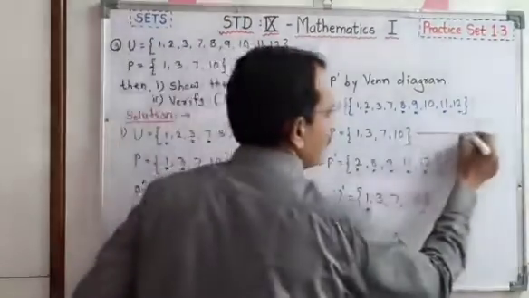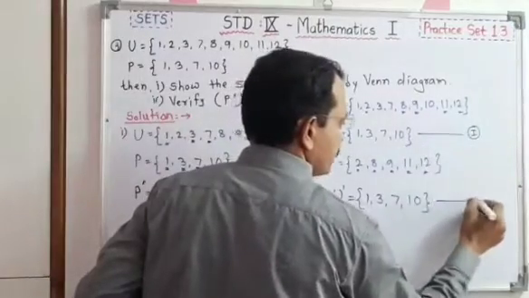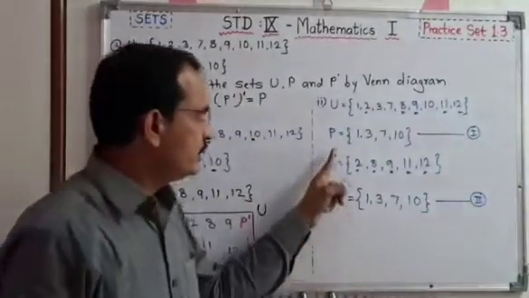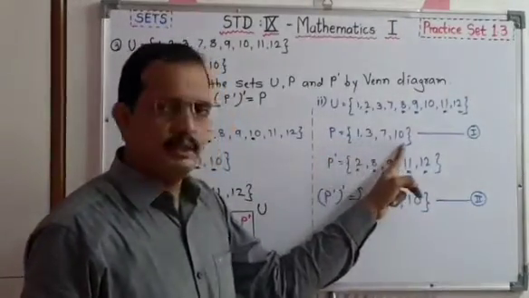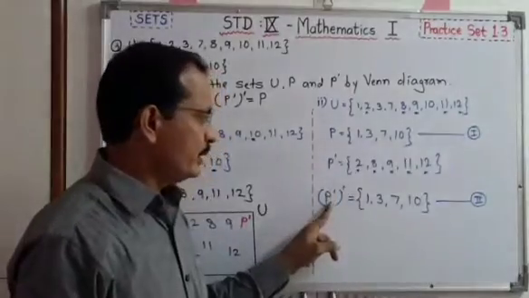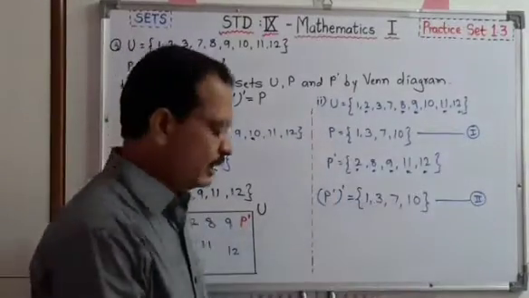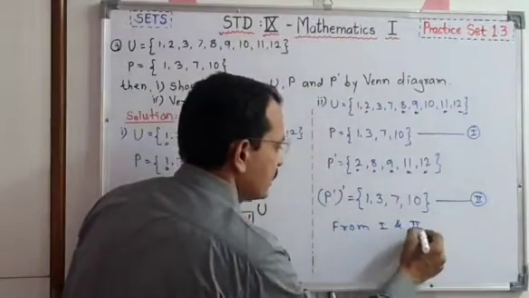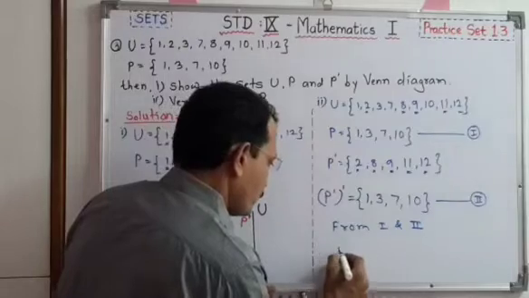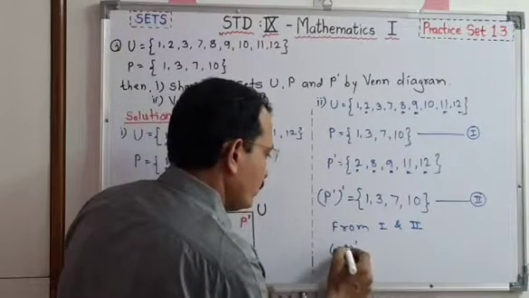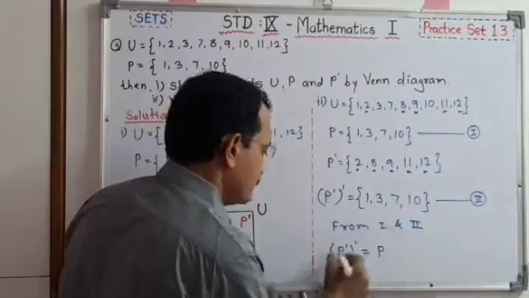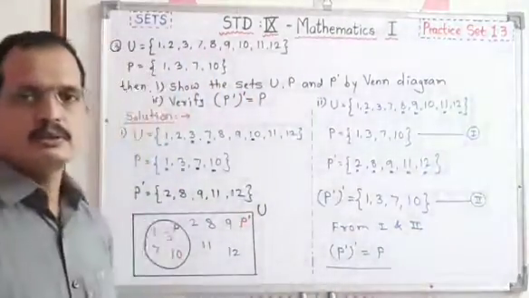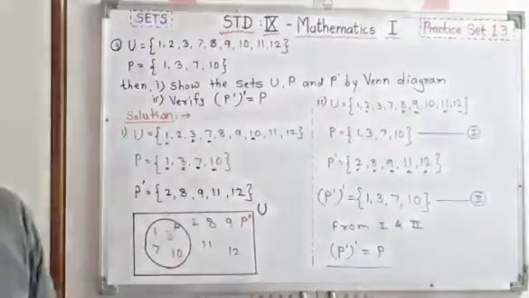Now this is statement number first. This is statement number second. Now observe statement number first and second. Elements of P are 1, 3, 7, 10. Elements of complement of P complement are 1, 3, 7, 10. Therefore, from first and second, complement of P complement is equal to set P. This is our verification. Take down this, we will see the next step.